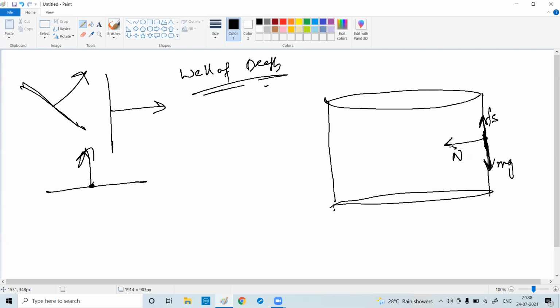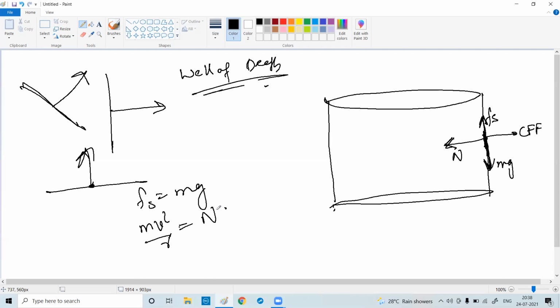Did you understand? And what is equal to N? N is nothing but the centrifugal force. So friction is equal to mg, and your mv square by r equal to what? N. Clear?